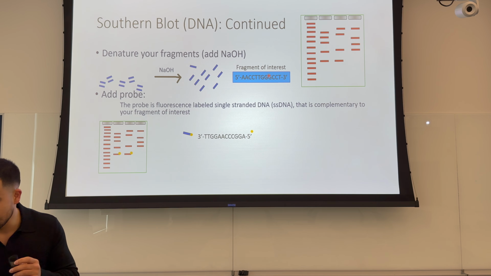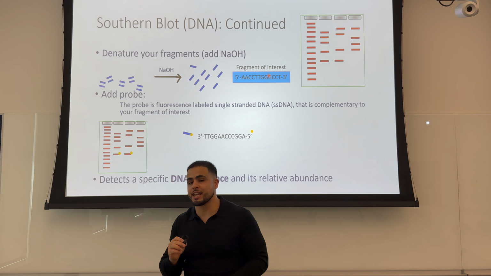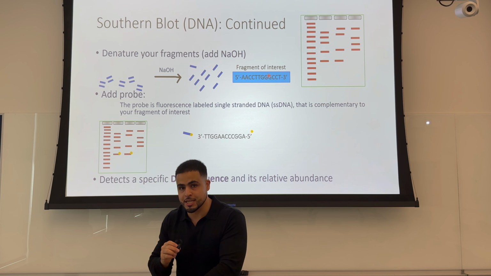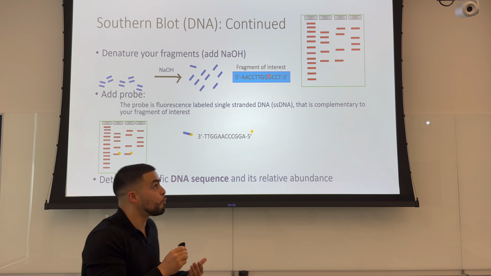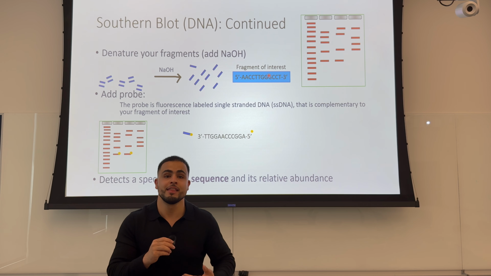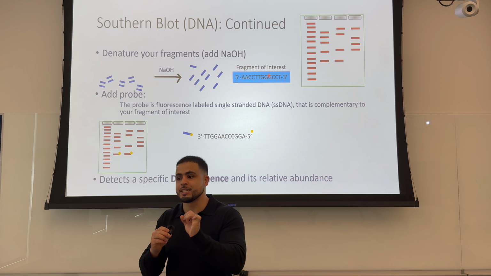Okay, so this allowed us, once again, I really want to hammer this point home, this allowed us to identify whether a DNA sequence is present or not, and its relative abundance, so its relative concentration. So if one band was thicker than the other, then we would know that the thicker one contains a higher concentration of that DNA sequence.